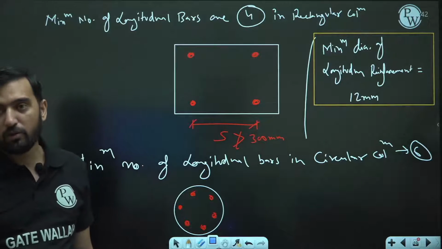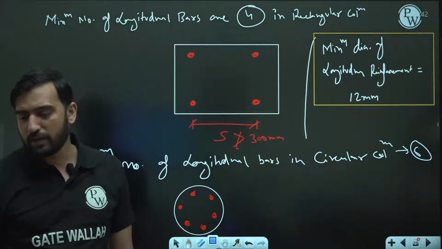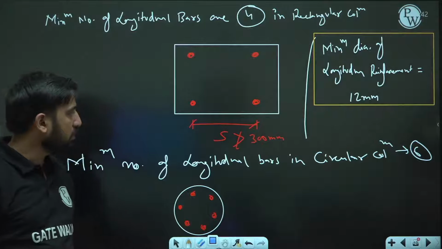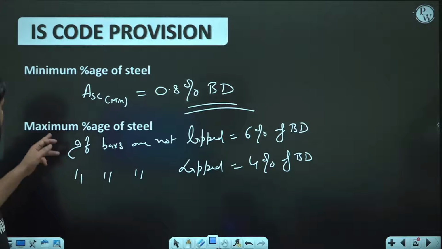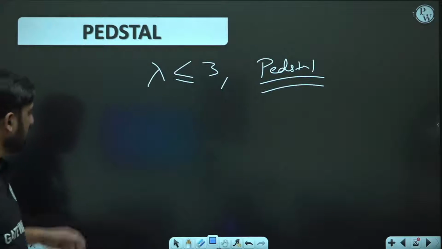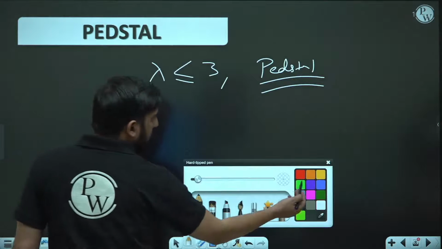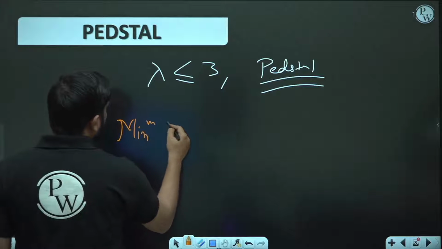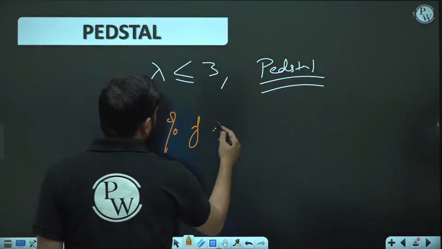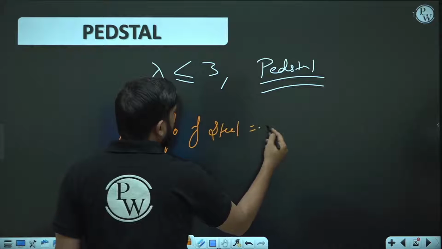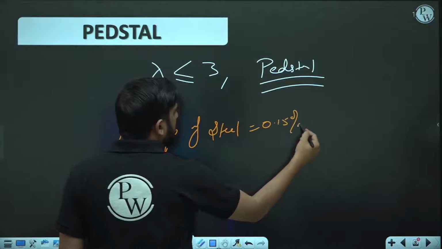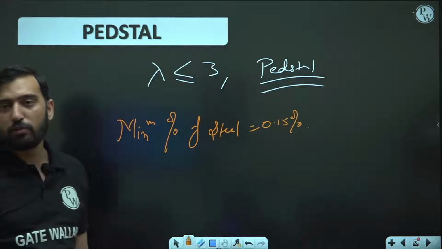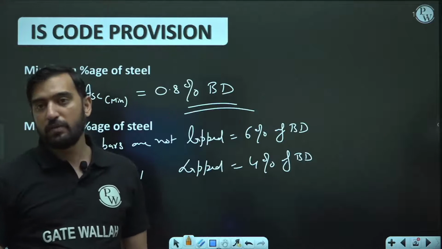Now let me move on to transverse reinforcement. One point I think I have missed, that pedestal. For pedestal, what is the minimum percentage of steel? The minimum percentage of steel for pedestal is 0.15%. So it was also an important point, sometimes it may be asked.